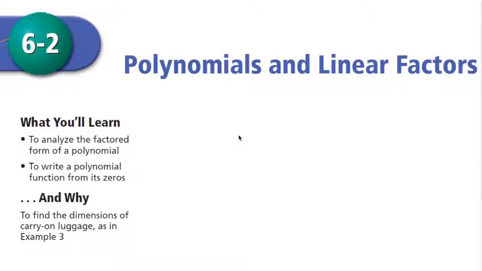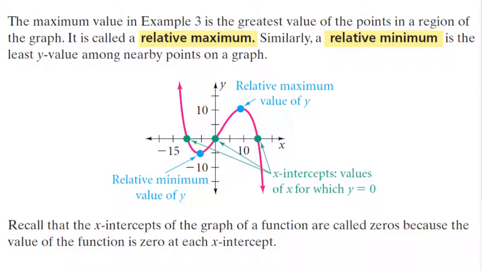Now we're at 6-2, day 2 of polynomials and linear factors. The objective for today is to factor and identify the zeros of a function, and also then to write a polynomial function given the zeros of that function. Before we proceed to the first example for today, let's talk about relative min and max.